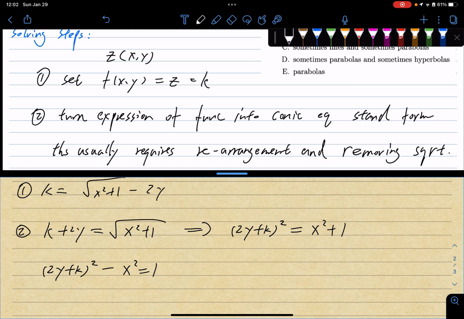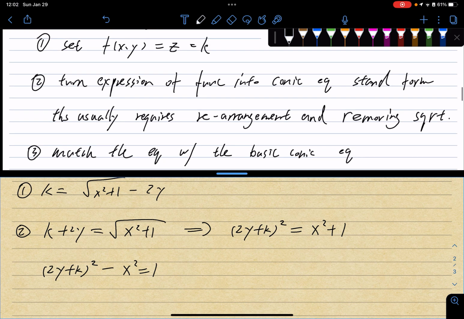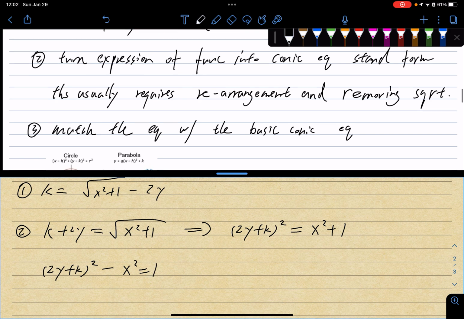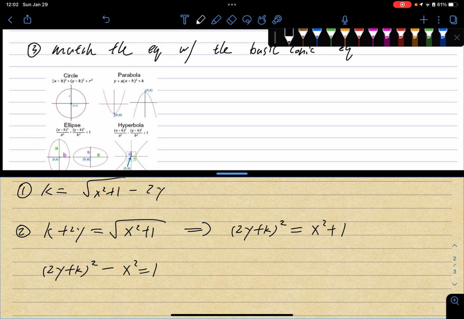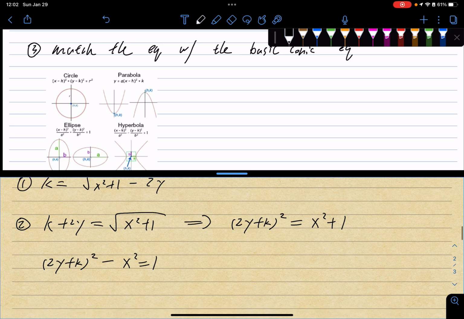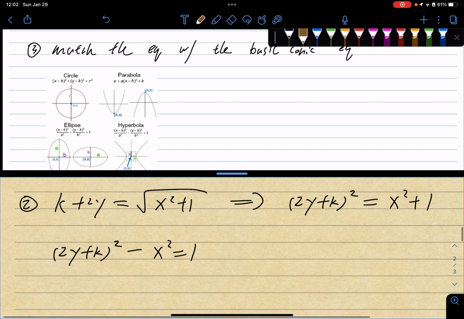So now what we're going to do is match the equation with the basic conic equations. And I have showed you these are the basic conic equations. So what does that mean for our problem, right?